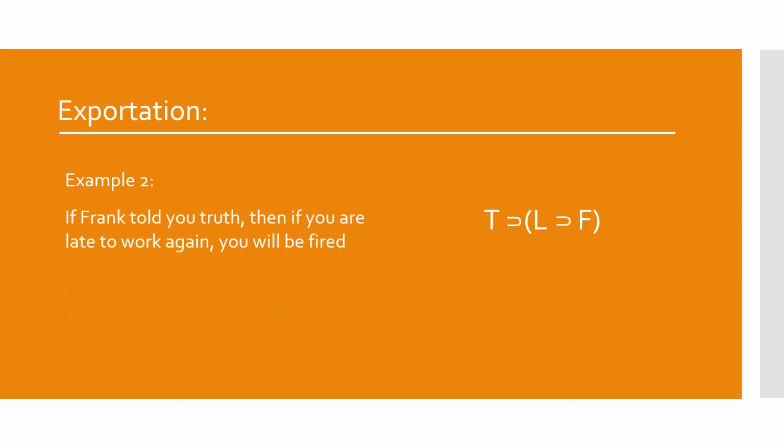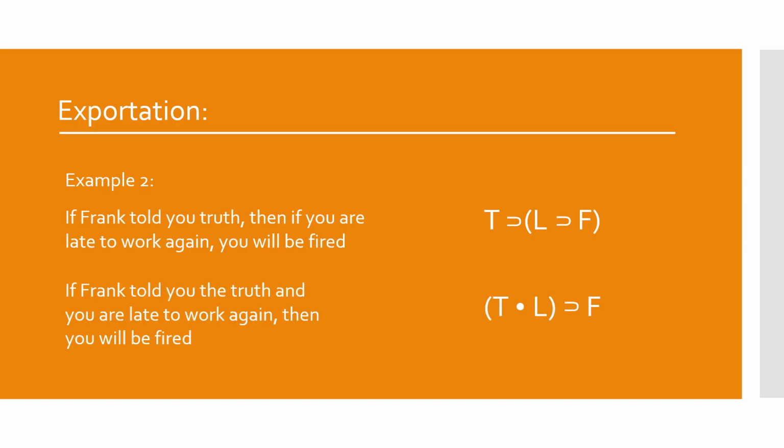And of course, exportation can go the other way around. I can start with everything as conditional statements and convert it into a conjunction. So if we look at this example, it says, if Frank told you the truth, then if you are late to work again, you will be fired. So this original statement, which would translate into if T, then if L, then F, essentially would convert into if Frank told you the truth and you are late to work again, then you'll be fired. And so we can essentially move our brackets back to the other side and convert that original conditional statement into an and. These are logically identical to one another.